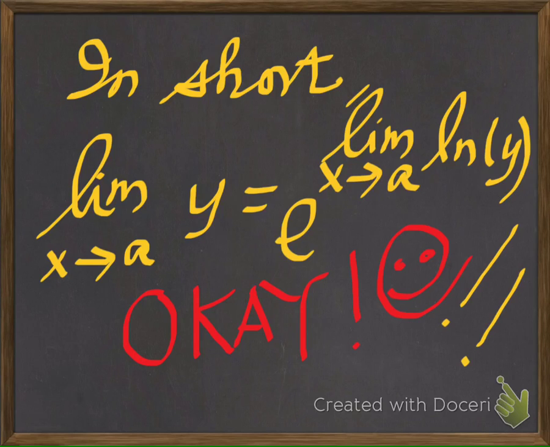The approach we are using here can generally be summarized like this: the limit of y when x approaches a, where a can be infinity or minus infinity, is equal to e to the power of the limit as x approaches a of ln y. Using this approach, good luck.